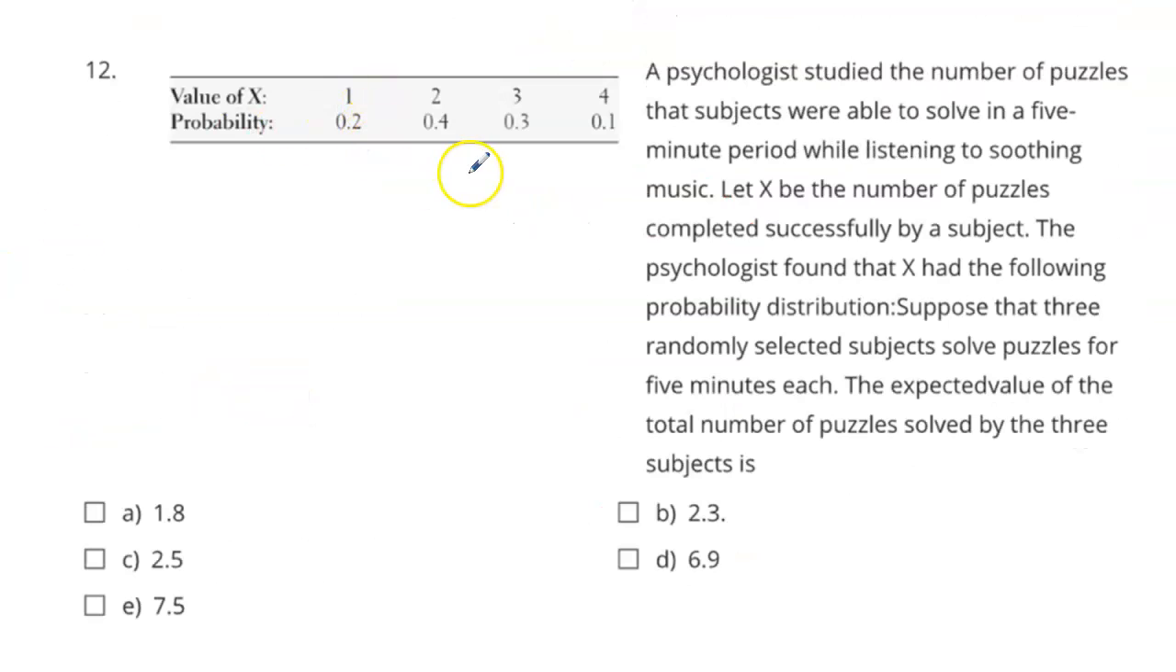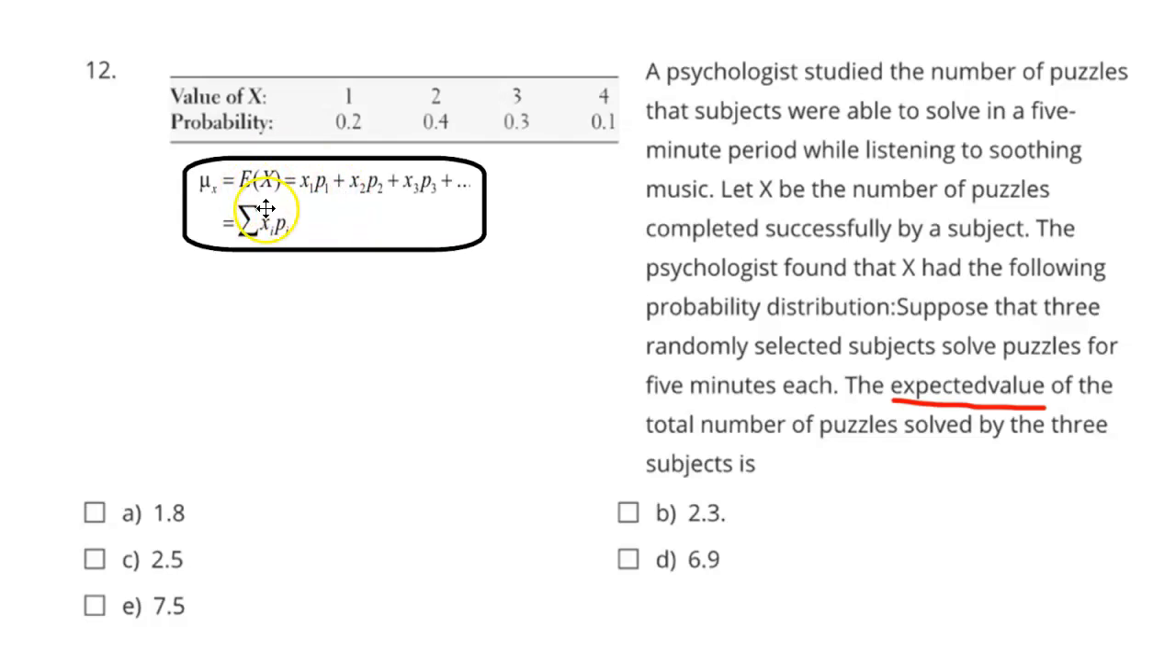All right, question number 12, same situation. Suppose that the 3 randomly selected subjects solve puzzles for 5 minutes each. The expected value of the total number of puzzles solved by the 3 subjects is... Well, remember that expected value is the mean of the probability distribution. At least that's what this says.